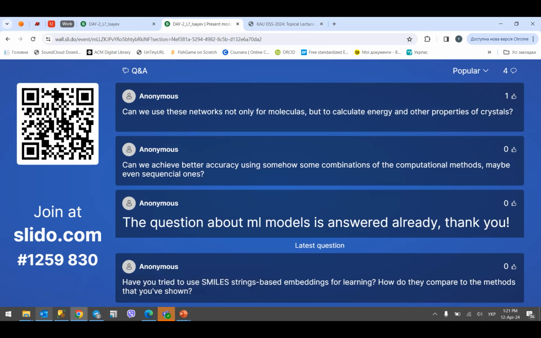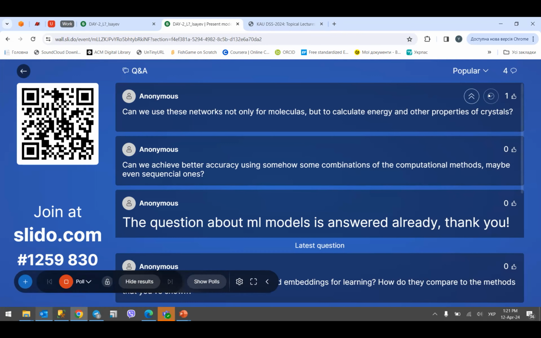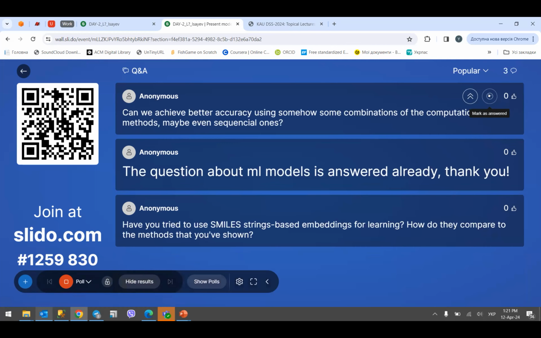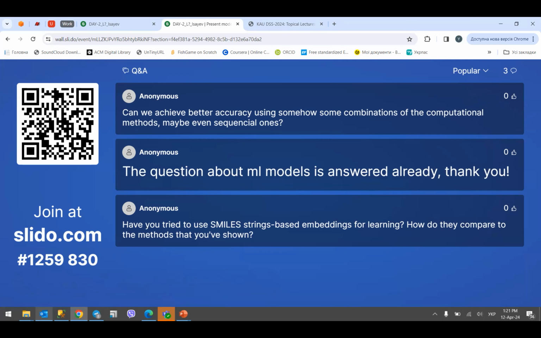Okay, I see the questions. Can this neural network work for molecules, calculate crystals? Yes, we have periodic boundary conditions, so you can do crystals. So they are agnostic actually, and you can do materials. 14, you have 14 elements. Yes, you parameterize 14 elements. Currently our most advanced architecture actually now has 15. So we have a first metal.